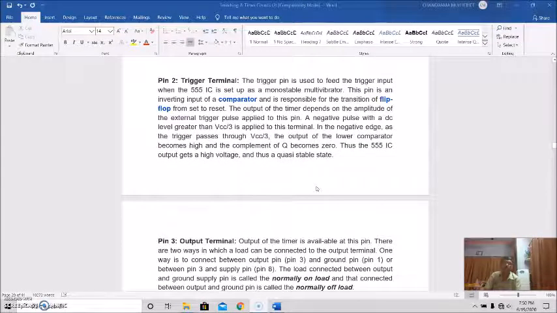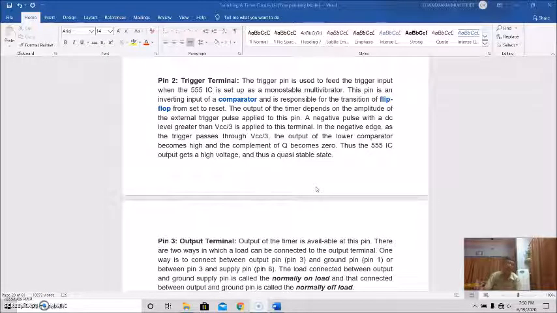Pin 2, trigger terminal. This pin is used for trigger input of the timer when it is set up as a monostable multivibrator. This pin is an inverting input of a comparator and is responsible for transition of flip-flop from set to reset.